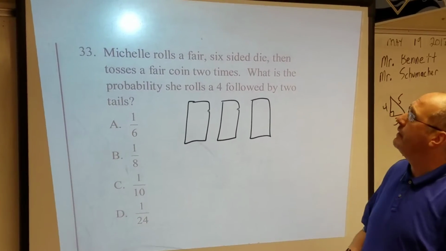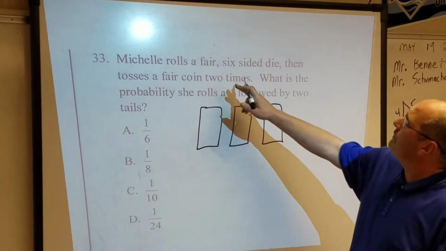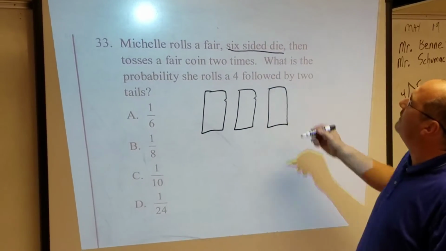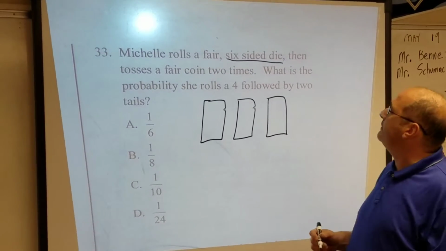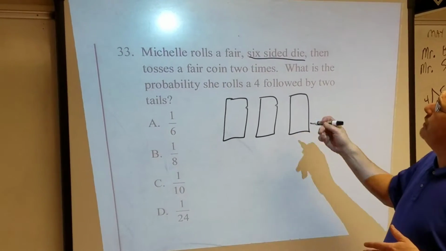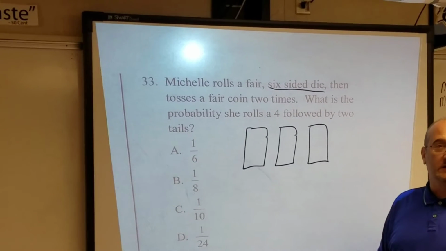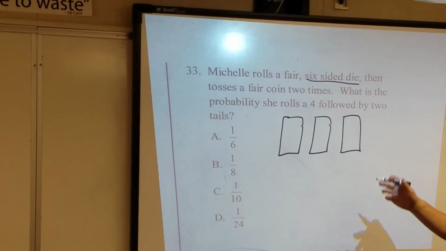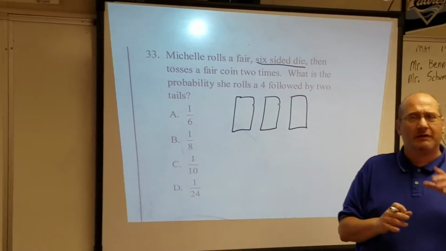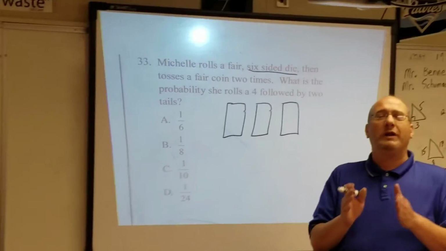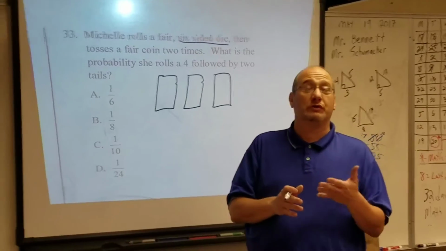So if she rolls a fair 6-sided die, and that's the typical die with a 1, 2, 3, 4, 5, and 6 on it, and then she flips a coin, of course it's just heads and tails on the coin, what is the probability she rolls a 4 followed by 2 tails? So we have to look at each one individually. What's the probability that she rolls a 4?